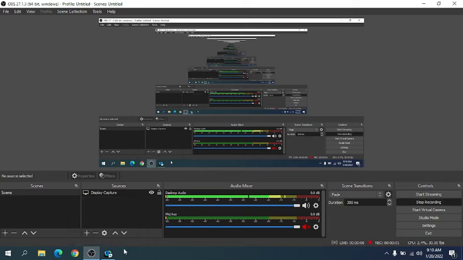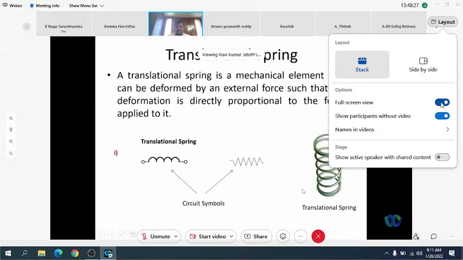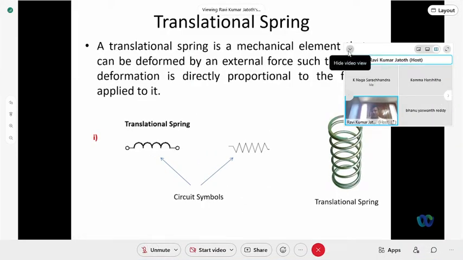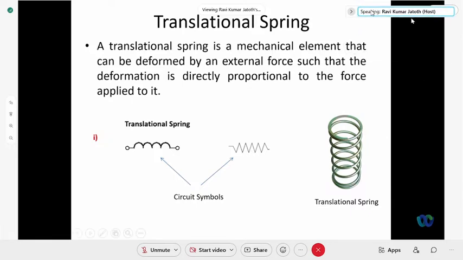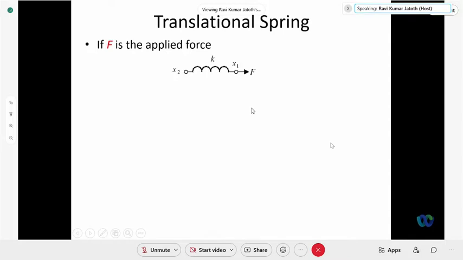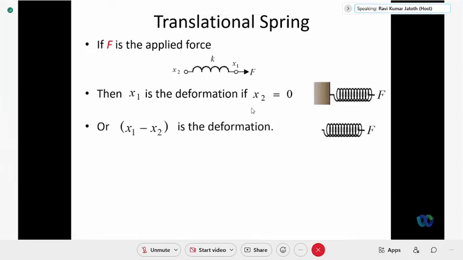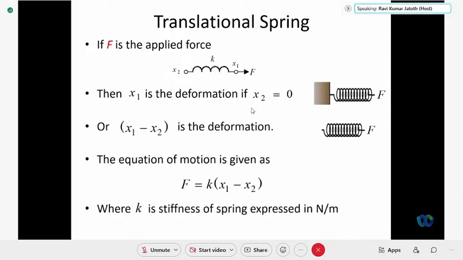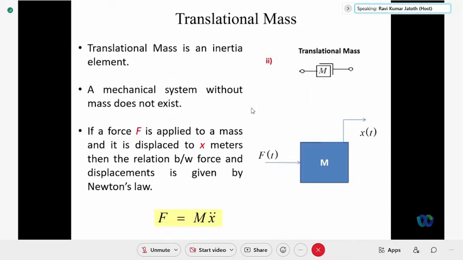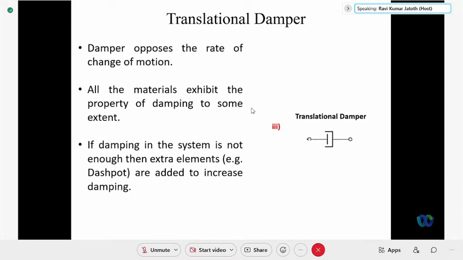The elements: spring, translational mass, and damper, from the last class. This is an example of a translational spring, and this is the circuit symbol which we are going to use. We have seen that if the deformation is on both sides, then the resultant deformation is what we try to take. Here the translational mass also we discussed, and then the damper.